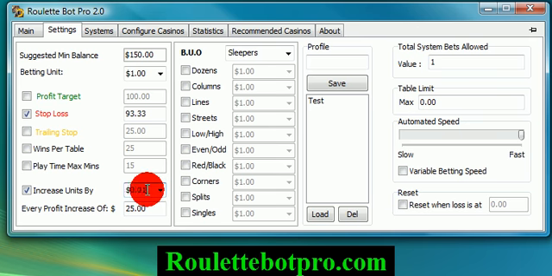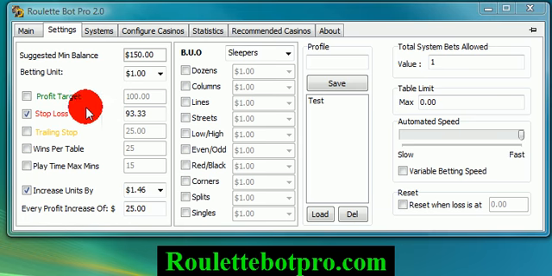They don't have to be exactly round numbers like $10. I could put $1.46. So just keep that in mind. It doesn't always have to be exact, but it just makes things easier if you do it that way.